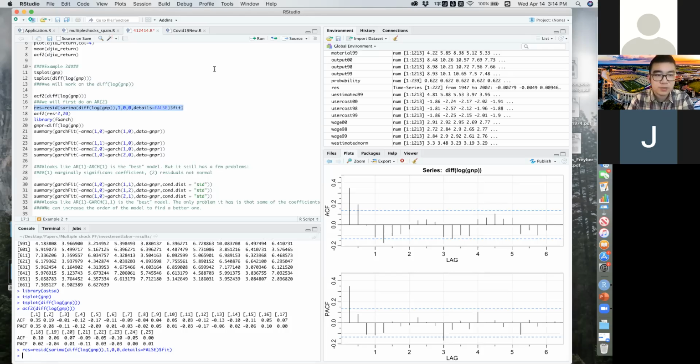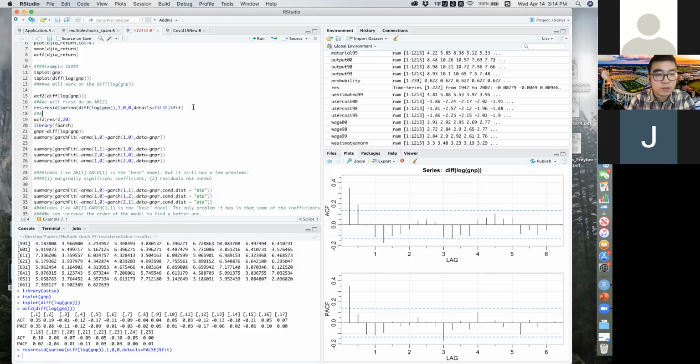So that's the residual. Let me write it here. We obtain the residuals from the AR1 model. Remember, the next thing we want to do is calculate the residual square and look at the ACF and the PACF plot of the residual square.